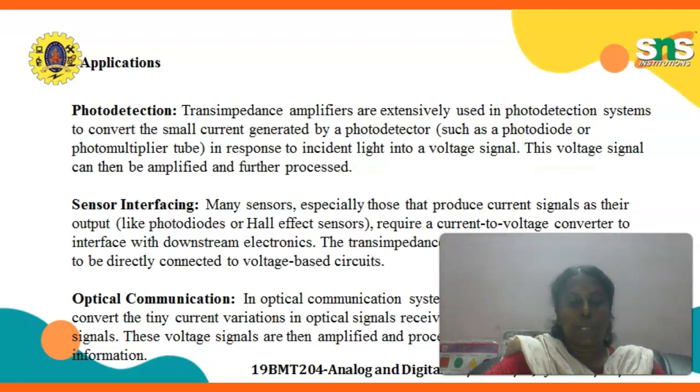Next one is optical communication. In optical communication systems, the transimpedance amplifier converts the tiny current variations in optical signals received by the photodetectors into voltage signals. These voltage signals are then amplified and processed to recover the transmitted information. These are the applications of this circuit: photo detection, sensor interfacing, and optical communication.